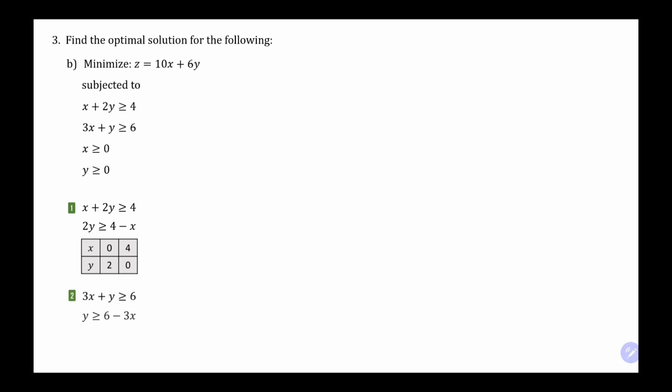Next, we have 3x plus y greater than or equals to 6. We arrange y on the left side. So we get y greater than or equals to 6 minus 3x. Then we find the intercept. When x equals to 0, y equals 6. And when y equals to 0, we get x equals 2.